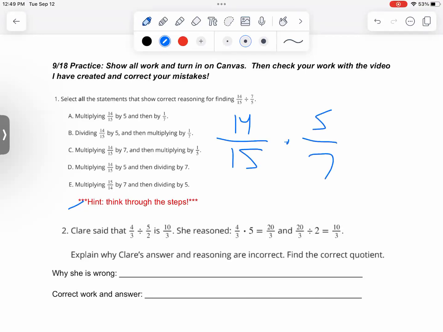Once we do keep change flip, what we're going to do then is multiply by 5, then divide by 7. Now, you also could view it like this. If we multiply by 5 and multiply by 1/7, multiplying by 1/7 and dividing by 7 are the same thing. So that's what you had to watch out for there. Oh wait, I circled the wrong one there because it says dividing by. My fault. It's multiplying by 5, then by 1/7. Sorry, I knew what I was saying, just circled the wrong one.